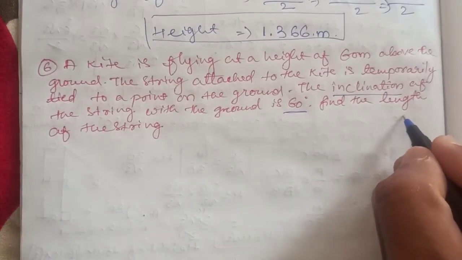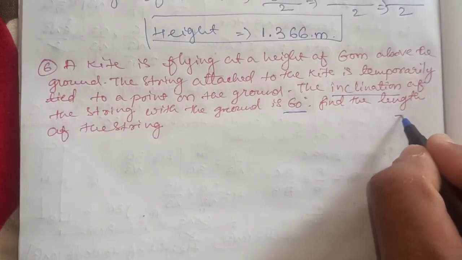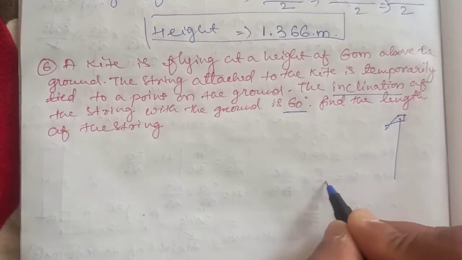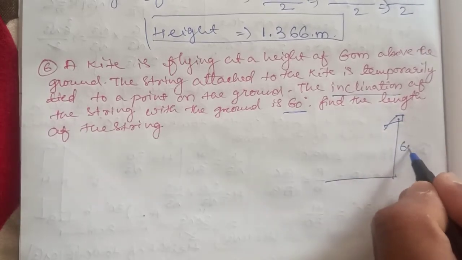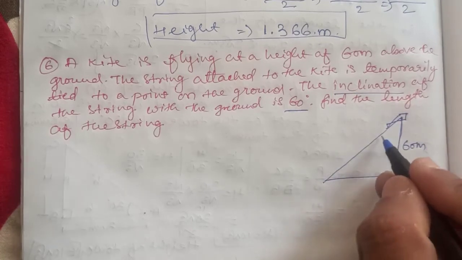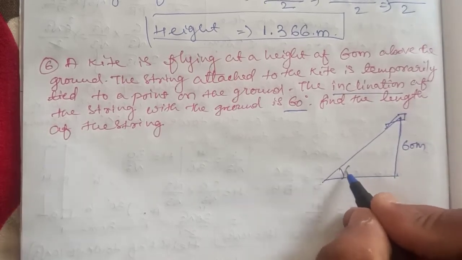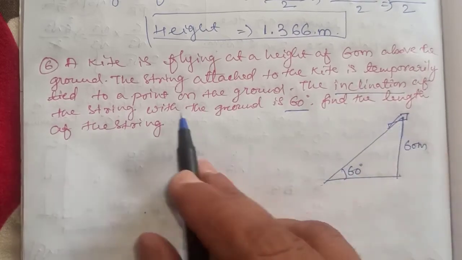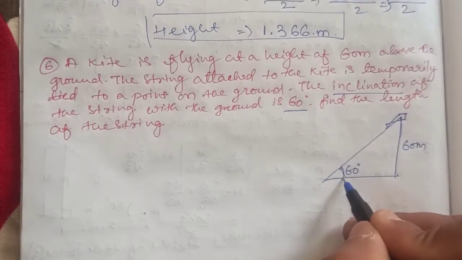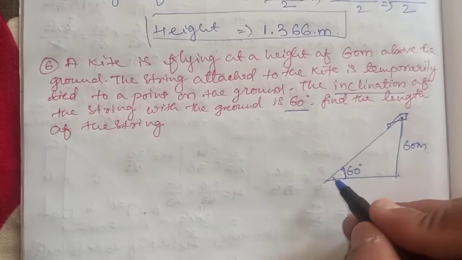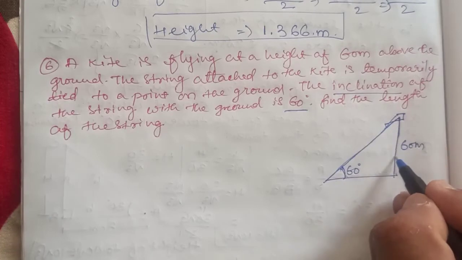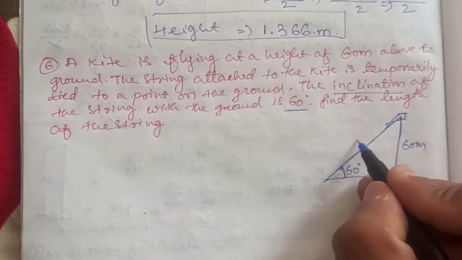So suppose there is a kite here, flying at a height of 60. The kite is tied to the ground with a string, and the string makes an angle of 60 degree with the ground. We have to find the length of the string. This is the string, this is the height, and this is the ground. So this length we have to find out.